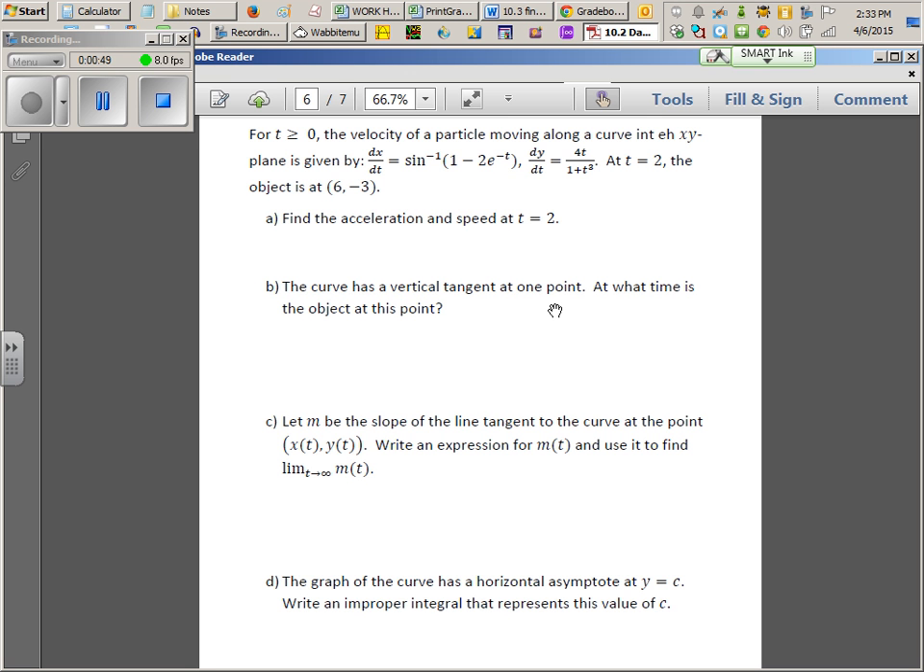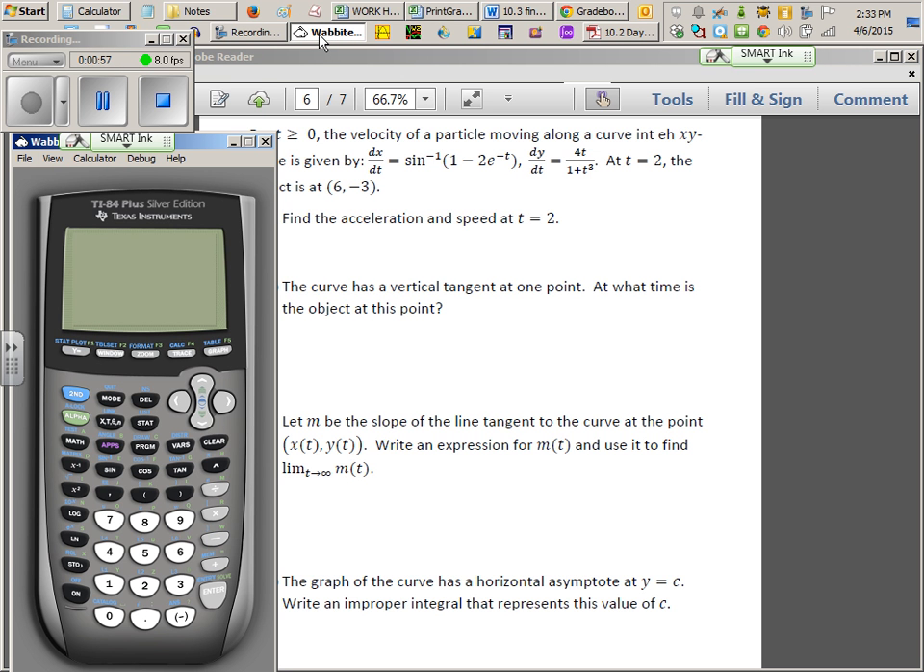It says that for t greater than or equal to 0, the velocity of a particle moving along a curve in the xy plane is given by these two expressions. I put my calculator in parametric graphing mode, and made sure it's in radian mode, not for this problem per se, but just in case sine or cosine pops up. Then I went into the y equals screen and typed in these two functions, one for x and one for y. They represent dx/dt and dy/dt, because I entered them as given.